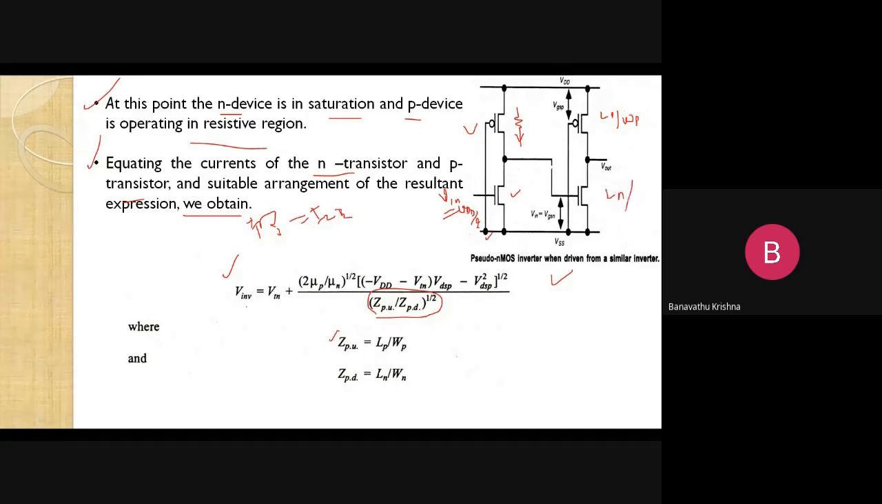N channel length into width ratio for enhancement mode device. It is nothing but the n channel device length into width ratio for the pull down device, right? So whereas Z pull up equals LP by WP and Z pull down equals LN by WN, right?